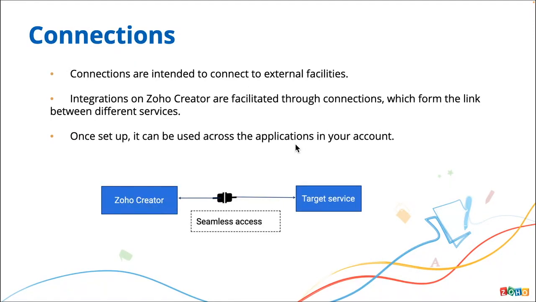Just before that, there are a couple of points which we need to be aware of, and it'd be good for us to be familiar with these two points. Starting off with connections. Connections are required in order to connect to external facilities. In Zoho Creator, integrations are facilitated through these connections, which form the link between the different services. This is going to be a one-time setup. Once it is set up, it can be used across the applications in your account.